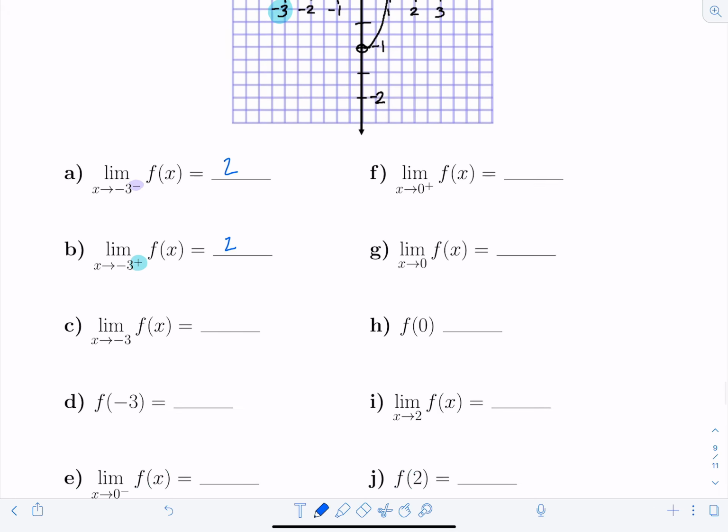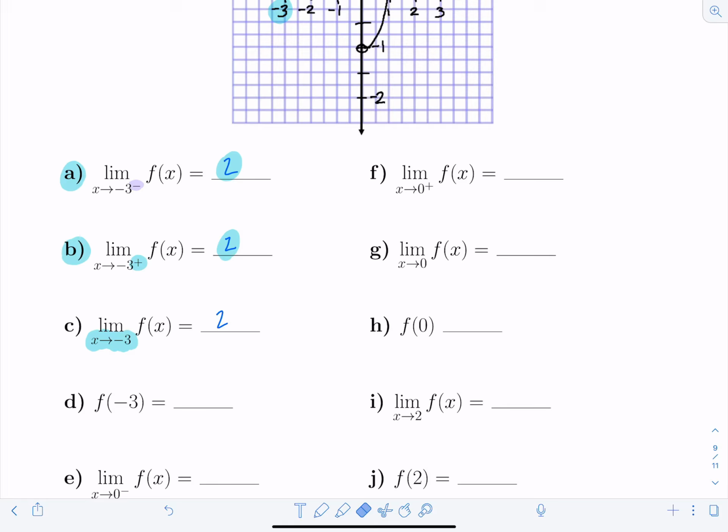Now look at part C. It's asking for the limit as x approaches -3, and this is a two-sided limit. It's not specifying from which side. So what you need to do is check what we already found in A and B. What were those two limits? Notice they were equal. So that means the limit as x approaches -3 of f of x is equal to 2. If these had been different, if A and B had not had the same value, then part C would not exist. We would write DNE for does not exist.